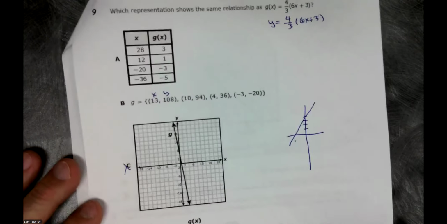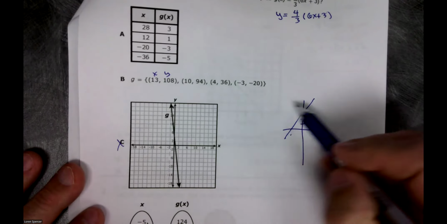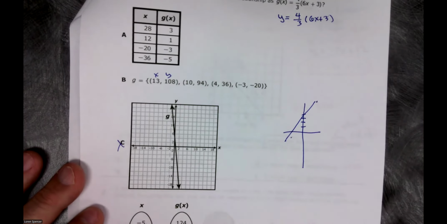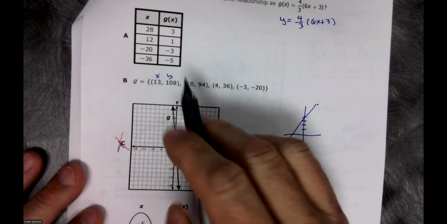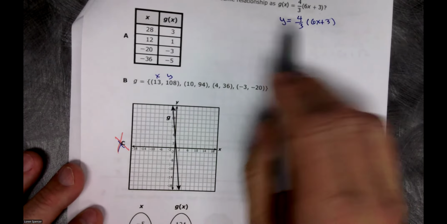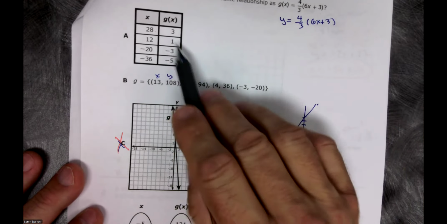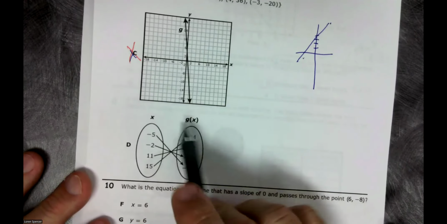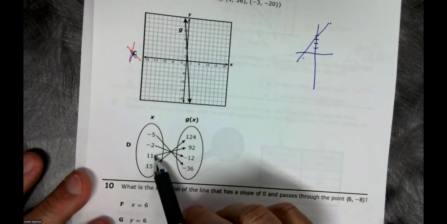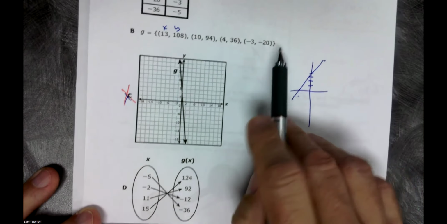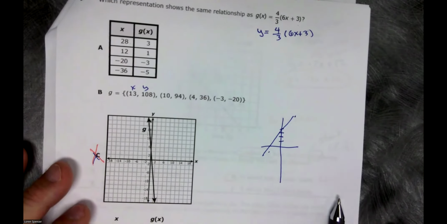We know it's not the graph because, yeah, they may cross in the same spot, but this one went this way, this one goes this way. So C is gone. So what I'm going to do, I'm going to start plugging in. These are my x values. I can plug in x's and see if they match. If they match, it's my answer. If they don't, it's not, but I need to check all of them. Once again, I need to check all of them until I find the one that works all the way across.